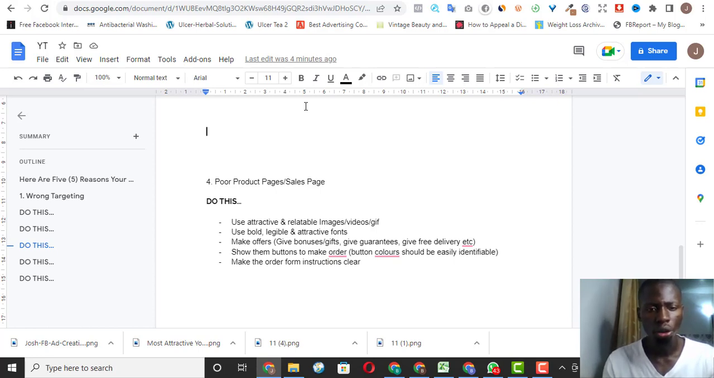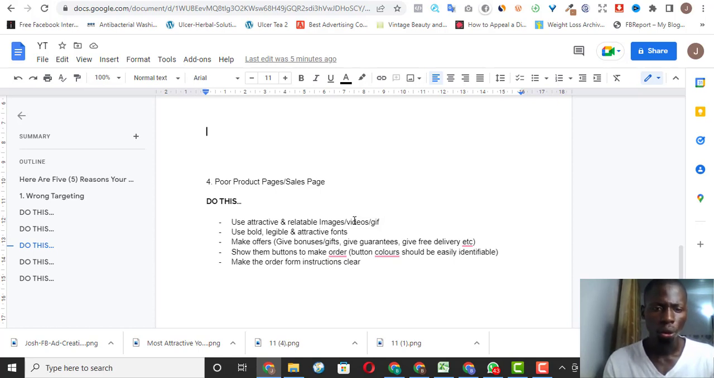Okay, one thing you should also take note of is use bold, legible and attractive fonts. When it comes to using fonts, one font I know I don't go wrong with is Montserrat. Montserrat font is one font I don't go wrong with when it comes to designing my sales page or my products page. But there are a whole lot of other good fonts you can use. So you want to look out for fonts that are attractive, that you can use to build your own pages and get your target audience to be interested in buying from you.